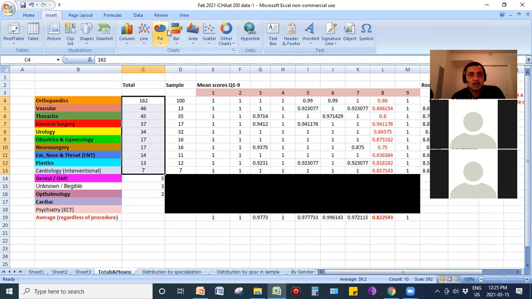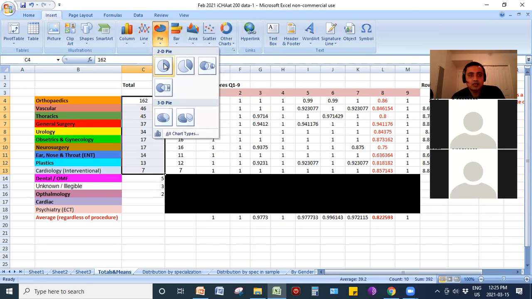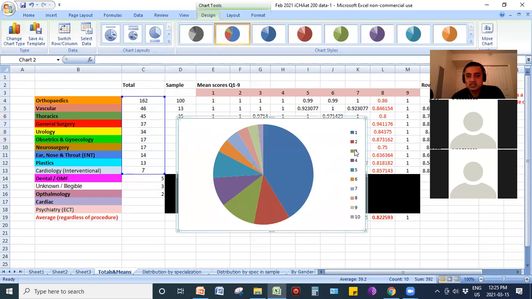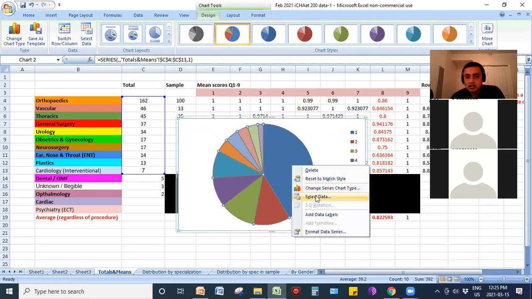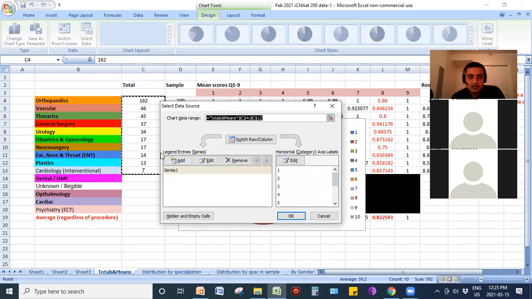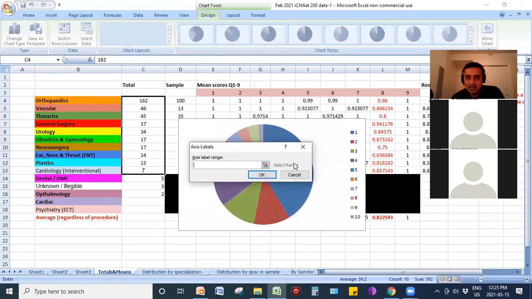I'd go to insert, I would say insert a pie chart, and it inserts this, but it doesn't tell me what each of these things are. There's a very easy way to input that data. You go and right click and you say select data, and it picks up this series as series 1. But the labels, which we want, all these specializations, are not there, so you can edit that.